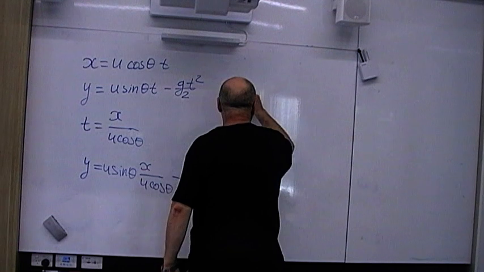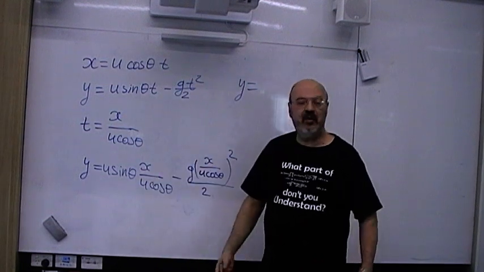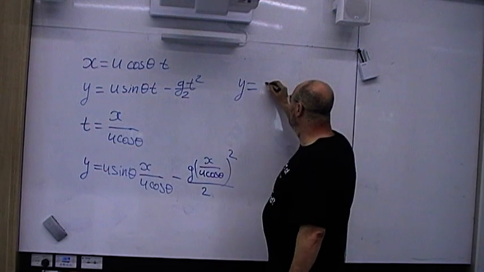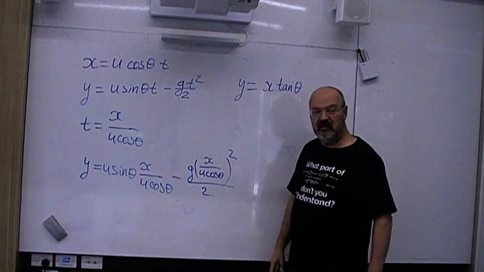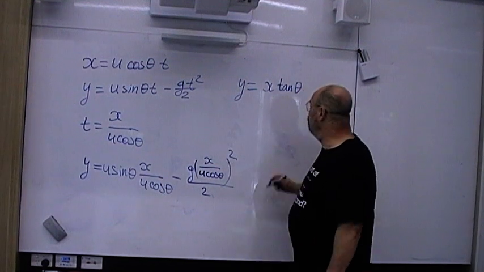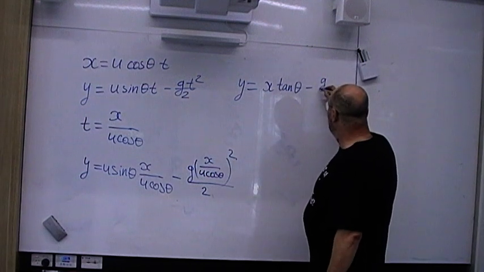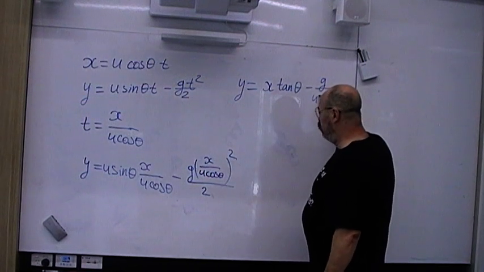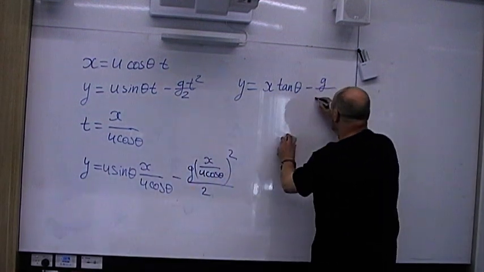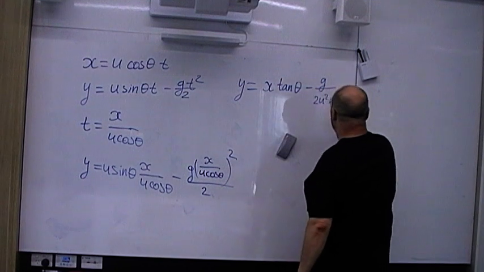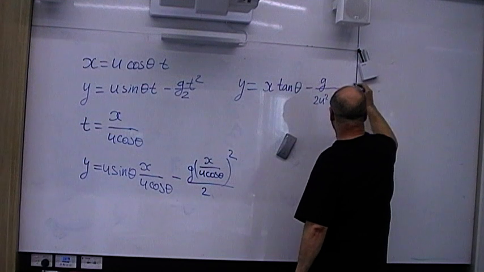So y equals, we have u and u cancels out. Sine over cos is tan, so we have x times tan theta, and theta is a constant, it's a given fixed angle, minus g over 2u squared cos squared theta times x squared.